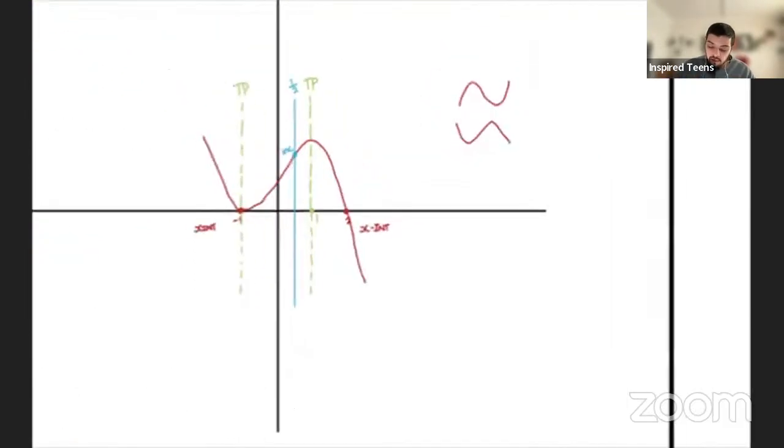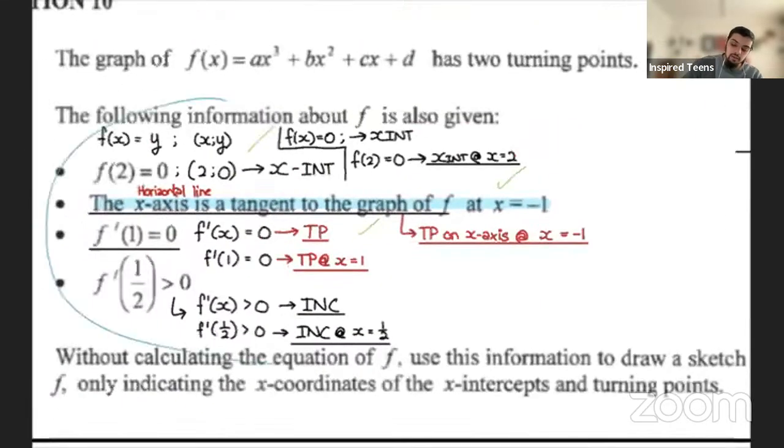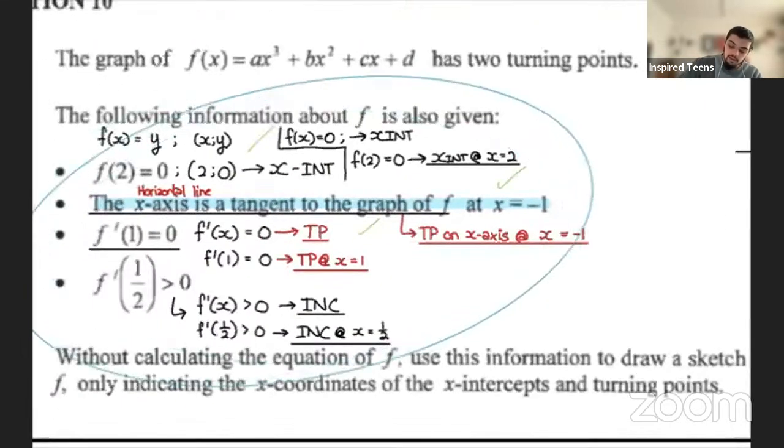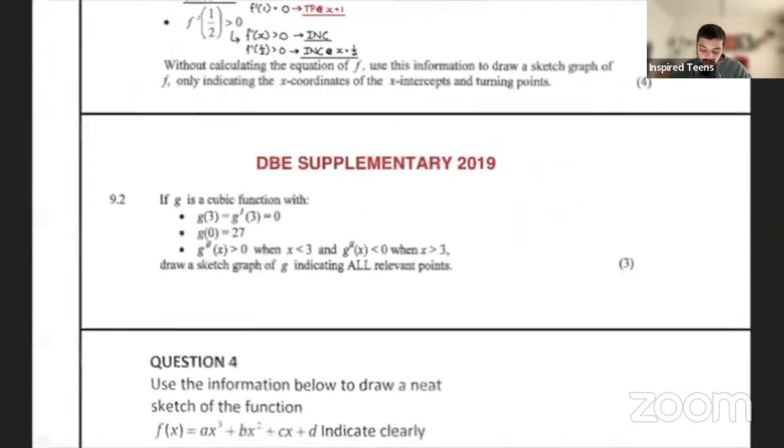So that's how we draw this type of graph. Okay, so look out. You have to understand what all of this information means. Okay, and it's not too difficult provided you understand the theoretical aspect of your calculus. Okay, and this is a good example covering these.